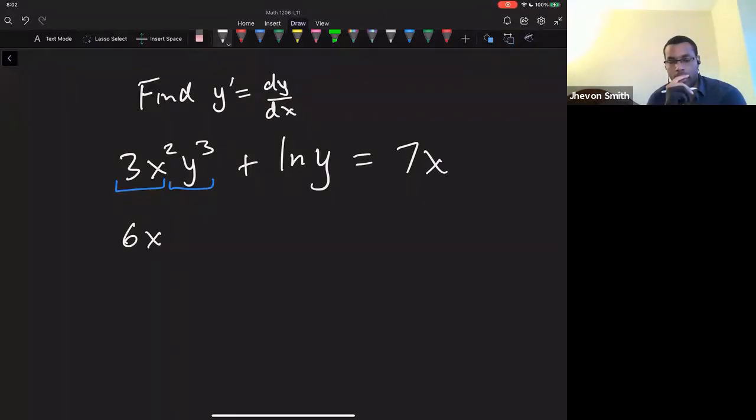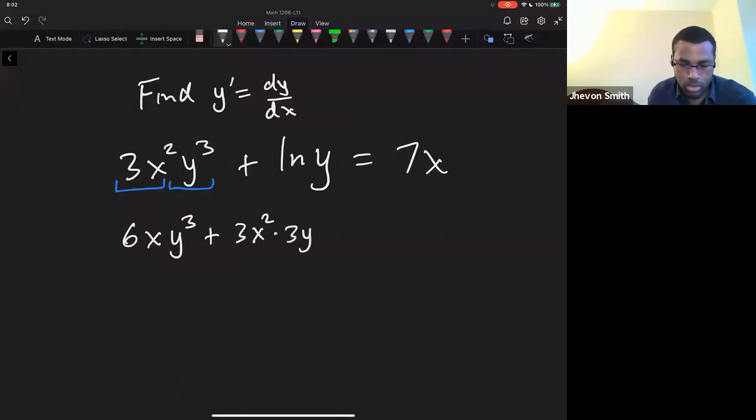Okay, and what do we get here? So 6x times y cubed plus 3x squared times 3y squared. Okay, and then what? And then it's plus 1 over y, equals 7. So where's your y prime?